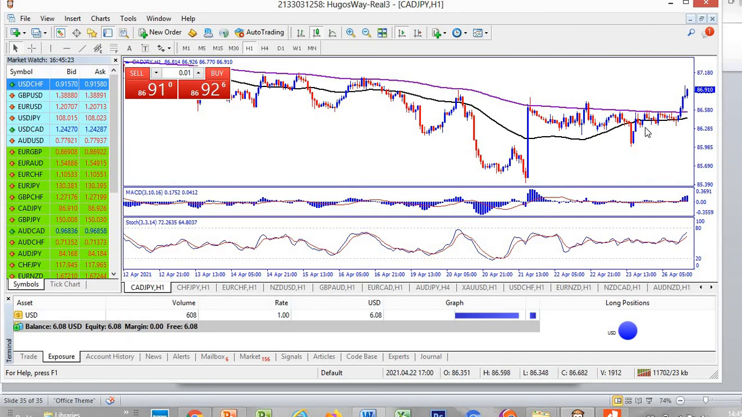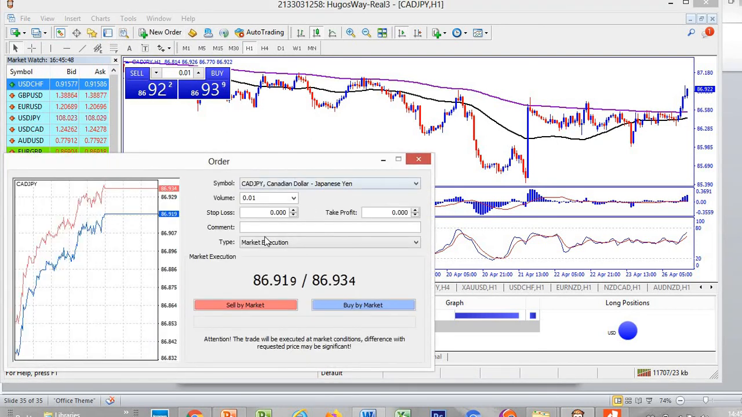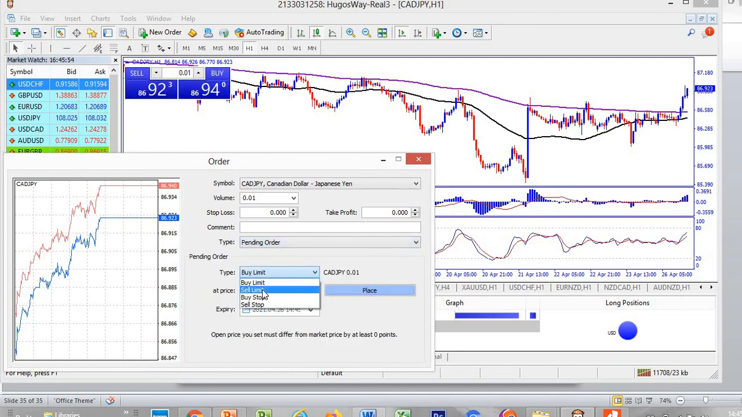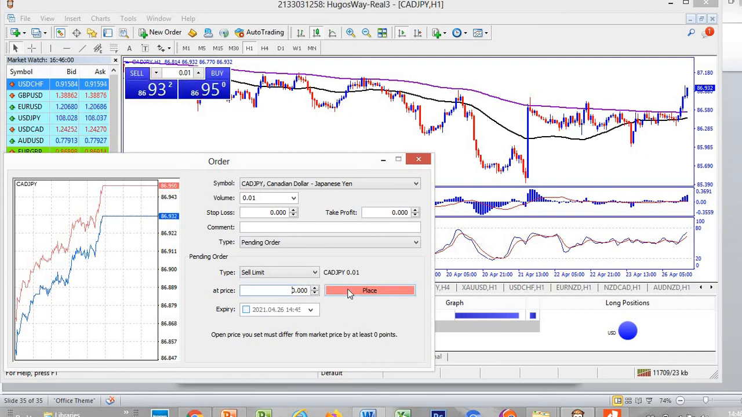So what you do, for example, the price is at 86.910 now. So let's place our sell limit. You can place your sell limit at an upper price where you believe that the price will get to and turn back around and start selling. So let's look at, probably we can place our sell limit at 87.180. So you come to new order, click on the type of market, pending order, then you click on sell limit. Okay, so you just put in the price you want, let's say 87.180, then click on place.